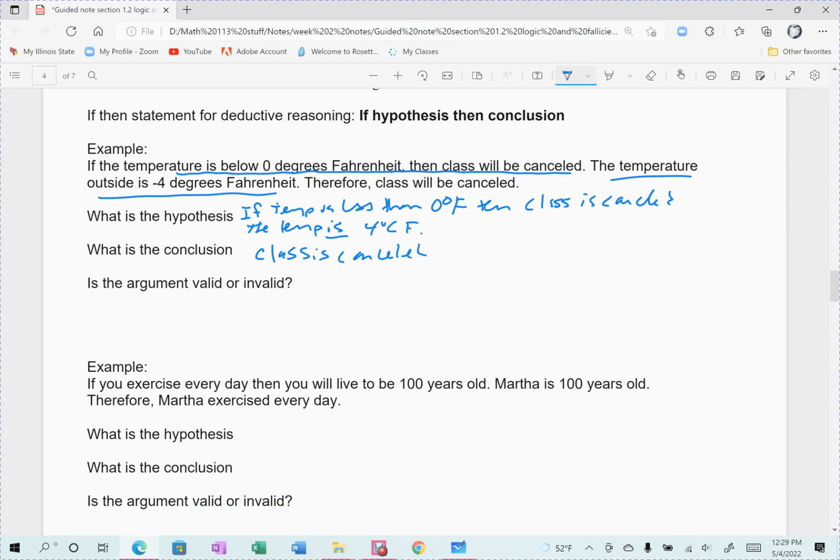Valid or not valid? Well, that's a valid argument, right? With if-then statements, it sometimes makes a little more sense because of how it's concluded. So we have less than 0 degrees Fahrenheit, canceled class. We're canceling class if we're below. So all canceled classes land inside the 0 degree region. -4 degrees is less than 0 degrees, which puts me here. If that puts me there, then class is canceled. Valid argument.